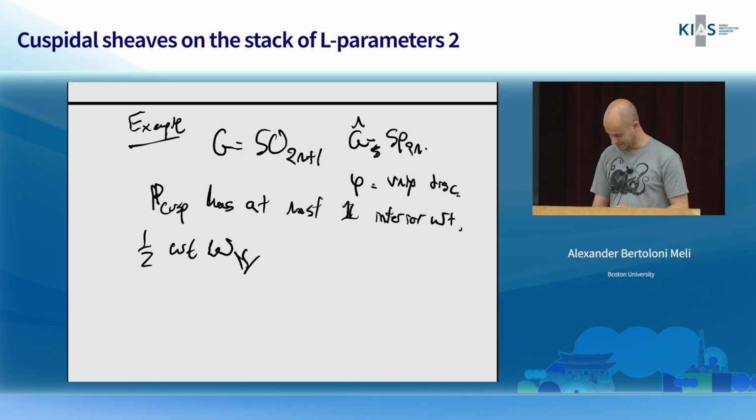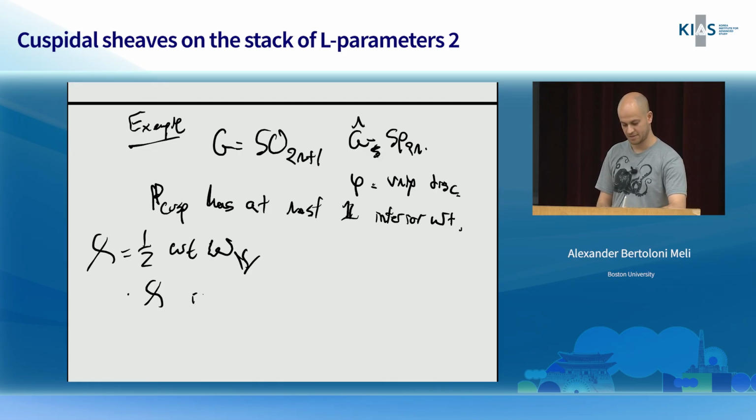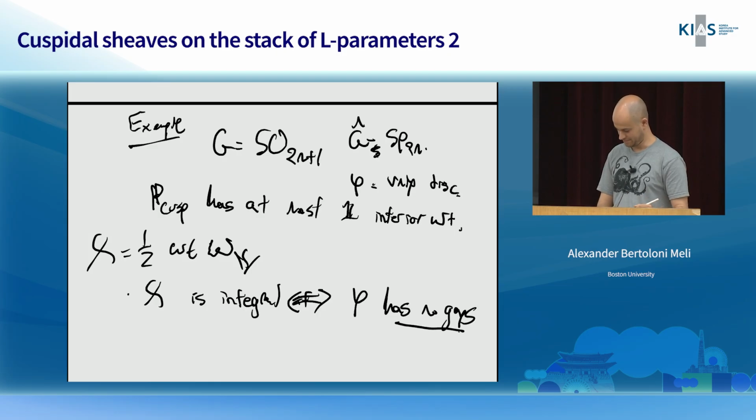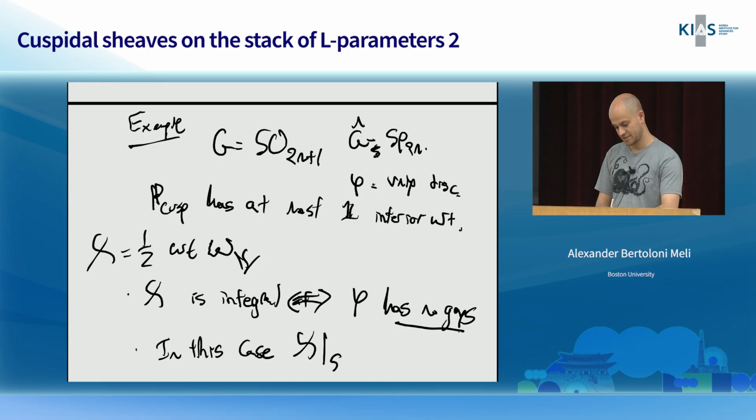Okay, and then it turns out that, let's call this thing chi, and then chi is integral if and only if phi has no gaps, if you remember from my third talk. And then in this case, chi restricted to the open orbit is alternating.